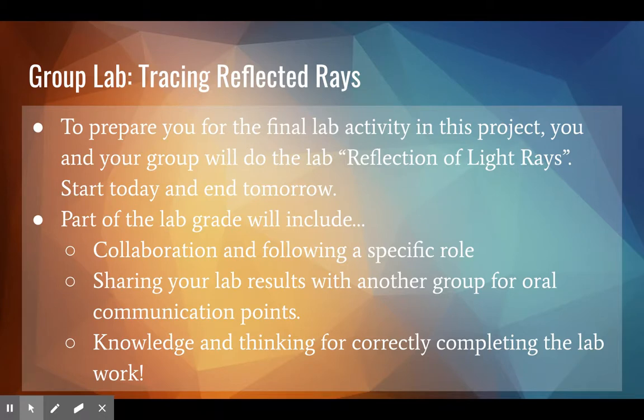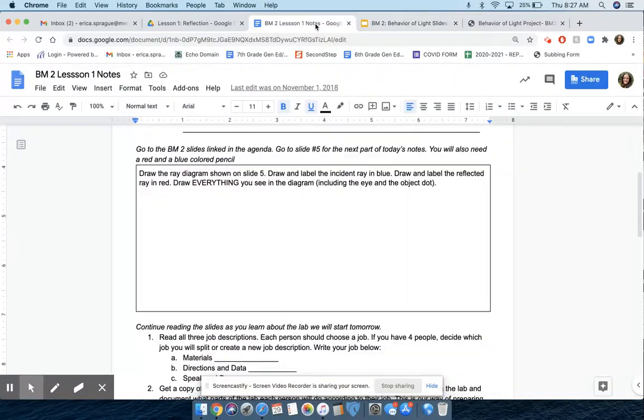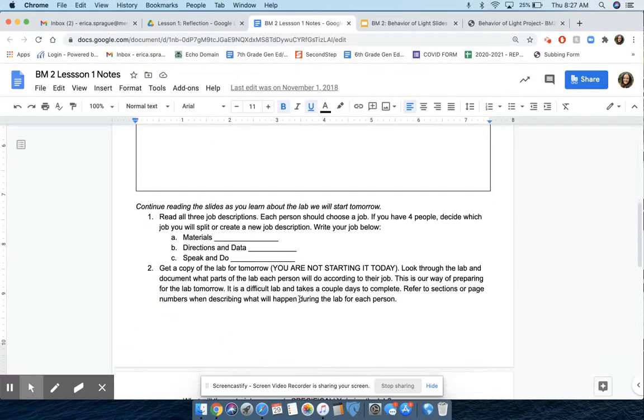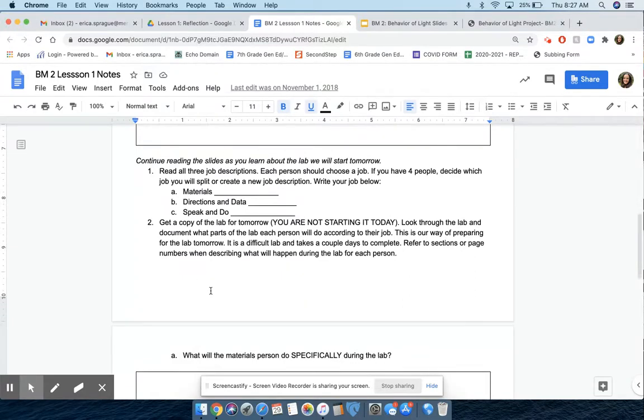And part of the lab will include collaboration and a specific job that you will follow. It will include oral communication points for sharing your lab results with another group, and knowledge and thinking points for correctly completing the lab. So if we go back to our notes, we can see that there's a portion of our notes that requires us to discuss the job descriptions.